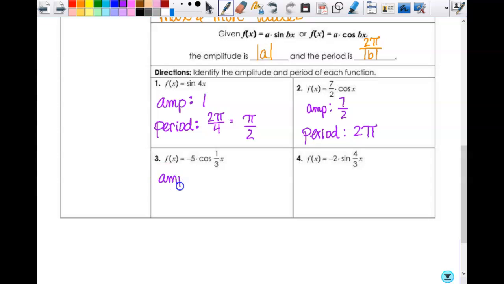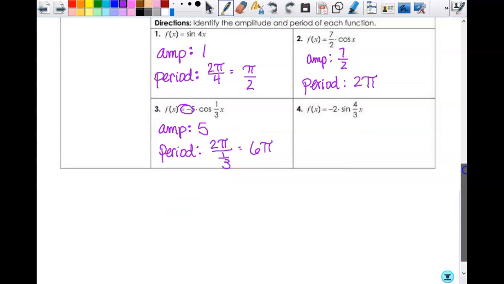Number 3, what's the amplitude? 5, and it's a positive 5. That negative does what? Reflects in the x-axis. Okay, they didn't ask me that here, but it does something. So then the period, yes, because we would get 2 pi divided by 1/3, and that gives you 6 pi. Okay. All right, so you do number 4 on your own.